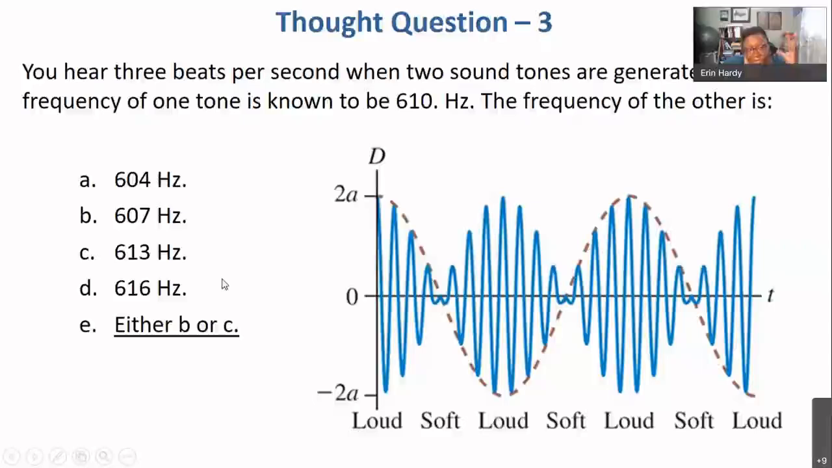You would hear 3 beats every second for each of those scenarios, because the only thing that matters is the difference between the two frequencies, and we're allowed to change the definition of F1 so that our beat frequency is always a positive value. So in other words, we can go up 3 hertz or down 3 hertz. So either B or C would be correct in this case.